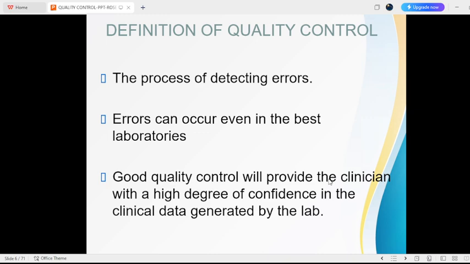It's simply quality control. It's a very simple definition for quality control. That is, it is a set of processes for detecting errors. Errors can occur even in the best laboratories, so any time an error can occur. And good quality control will provide the clinician with a high degree of confidence in the clinical data generated by the lab. As a result, the patient will get the appropriate treatment. So quality control is a process of detecting errors.